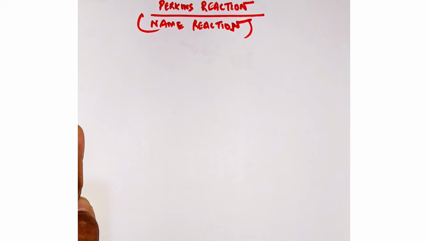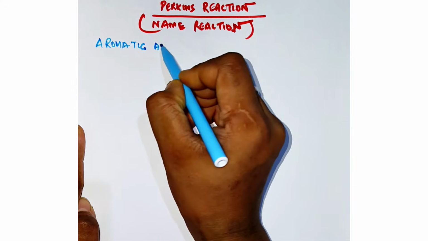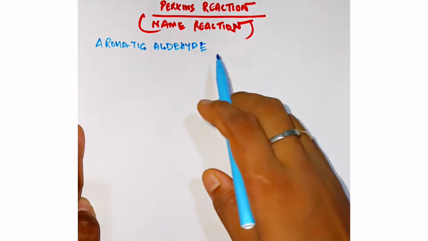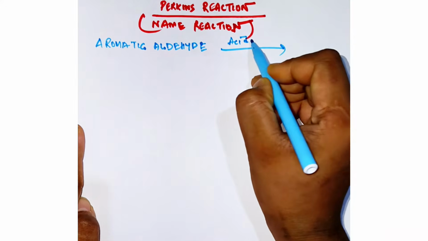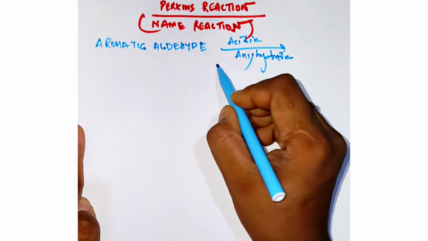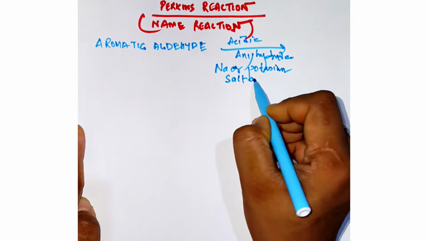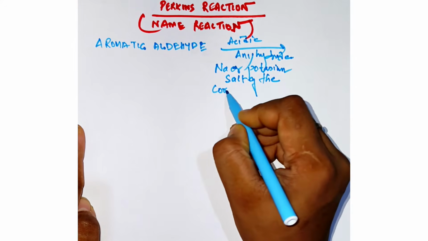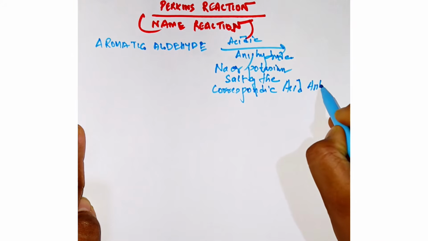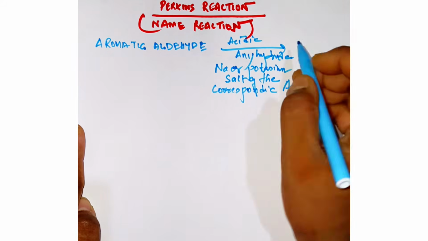It is the condensation of an aromatic aldehyde with acetic anhydride in the presence of the sodium or potassium salt of the corresponding acid, and then we are going to get an alpha beta unsaturated acid.